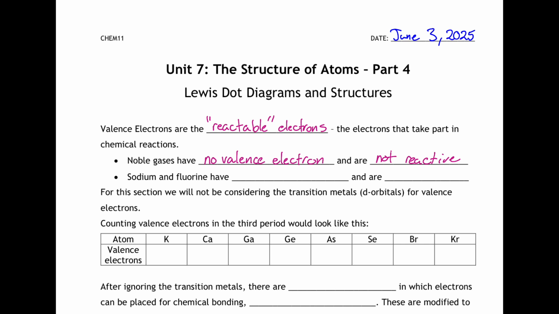Okay, sodium and fluorine are some of the most reactive. They have valence electrons and are reactive. They do things. You can put different compounds with sodium and fluorine. Some of the great ones.